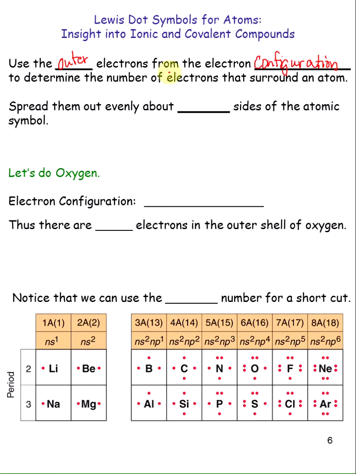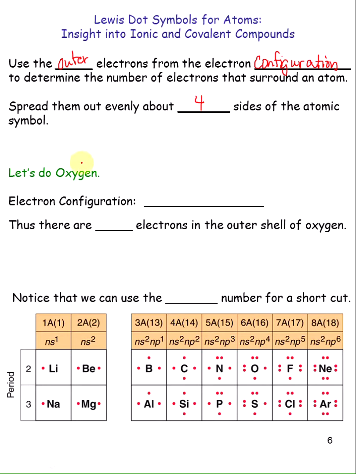And we're using those electrons from the electron configuration to determine the number of electrons that surround an atom. And when we create the Lewis dot symbol for an atom, we want to spread out the electrons evenly about all four sides of the atomic symbol.